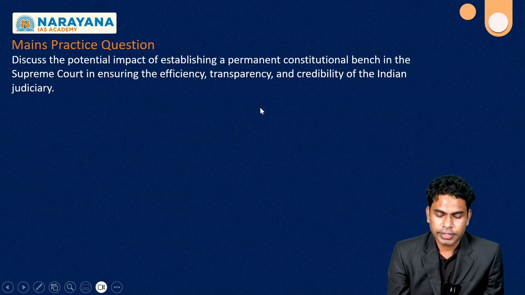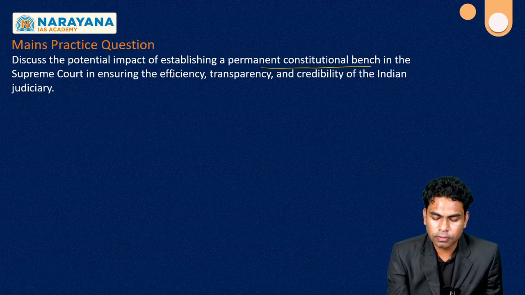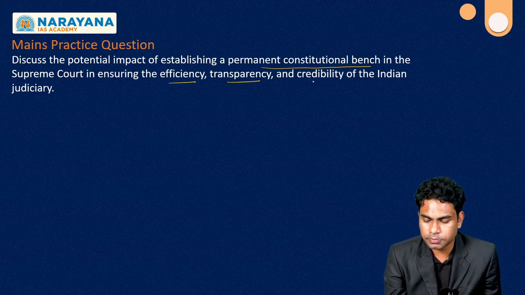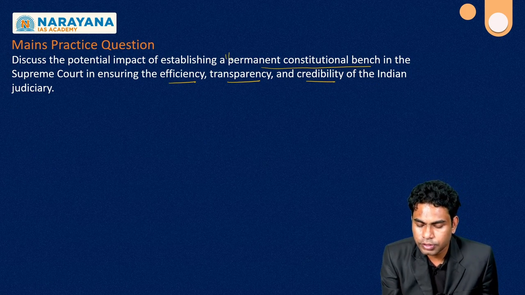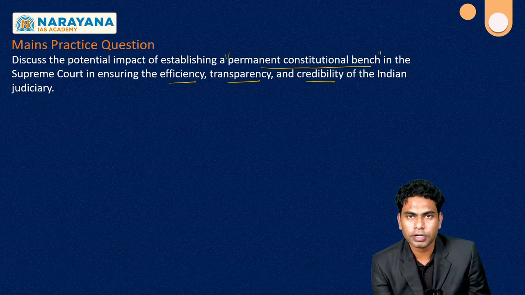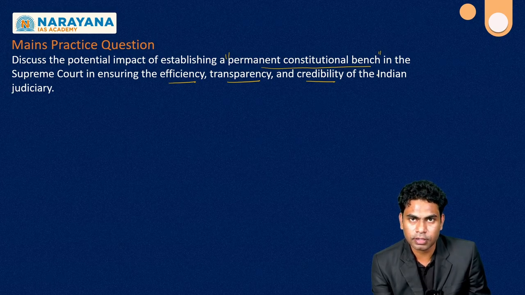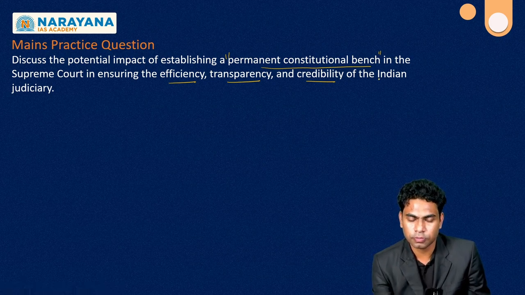Now let us look into the mains practice question. Discuss the potential impact of establishing a permanent constitutional bench in the Supreme Court in ensuring the efficiency, transparency and credibility of the Indian judiciary. So, we look into the establishment of a permanent constitutional bench, which is one of the important steps to be taken to improve the adjudication of constitutional cases, which is not happening at the moment because of the floodgate of cases that are being adjudicated by the Supreme Court.